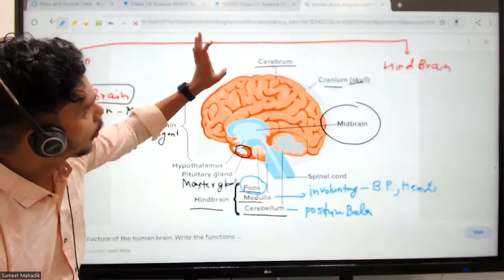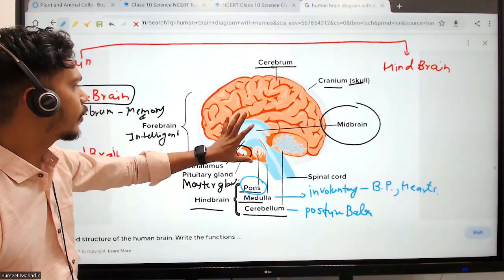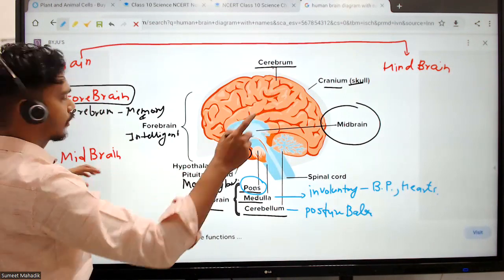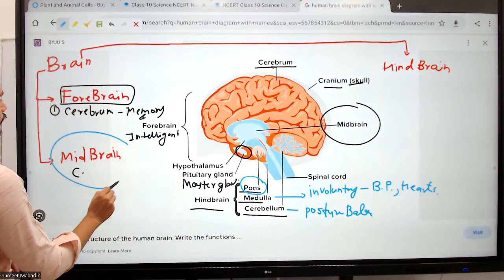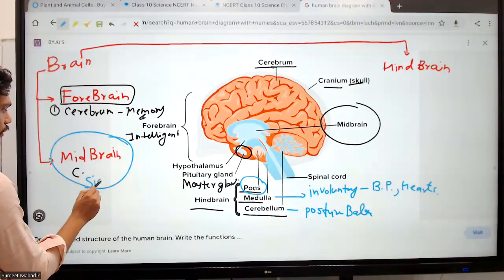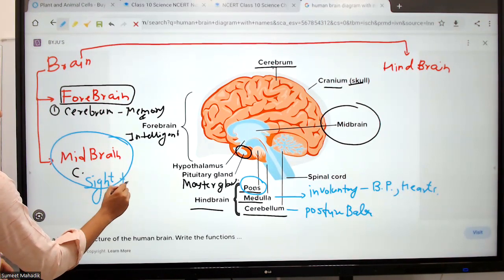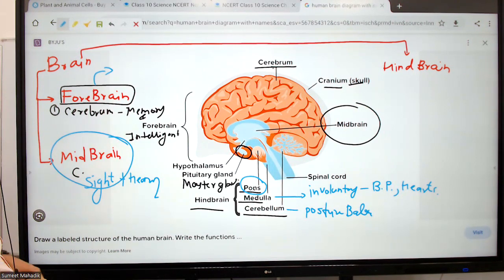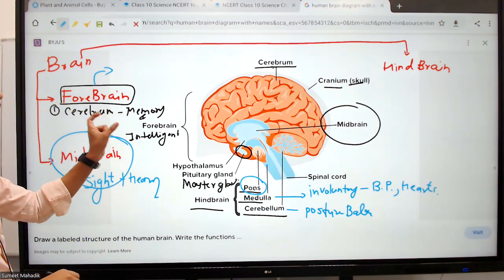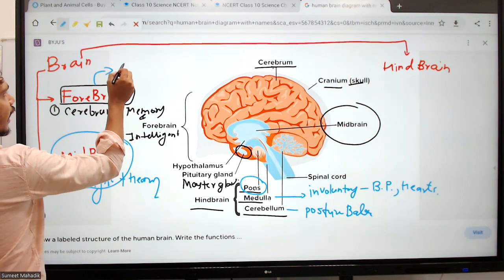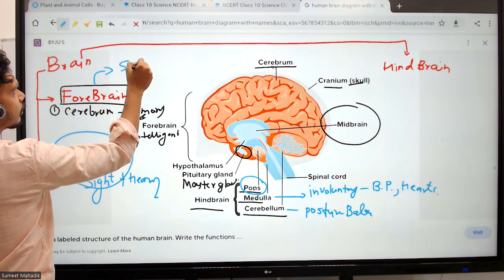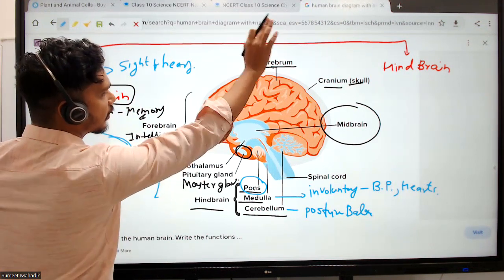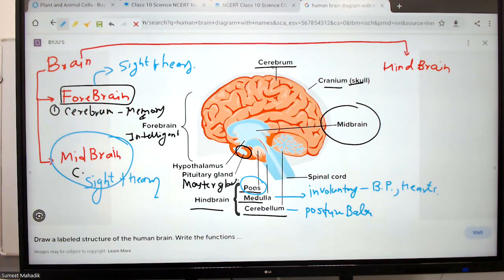Now we have talked about cerebrum, midbrain. Now, what is the function of midbrain? It is the connection between forebrain and the hindbrain. So the midbrain has the function of sight and hearing. Very good. And even the forebrain is responsible for the same. Memory and intelligence it is performing, but along with that, it's also sight and hearing. Okay, so everything is covered over here.